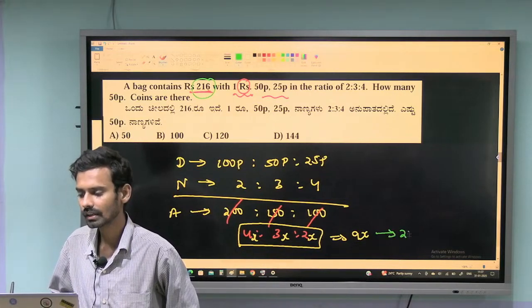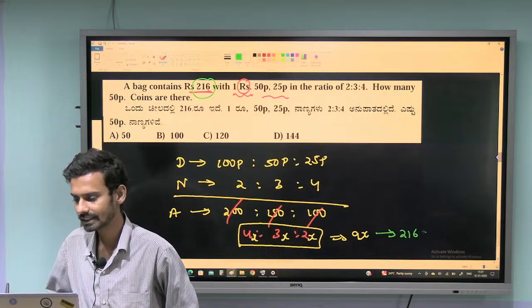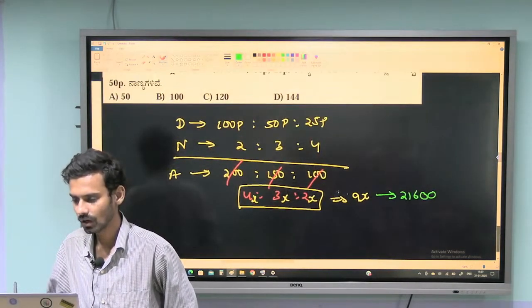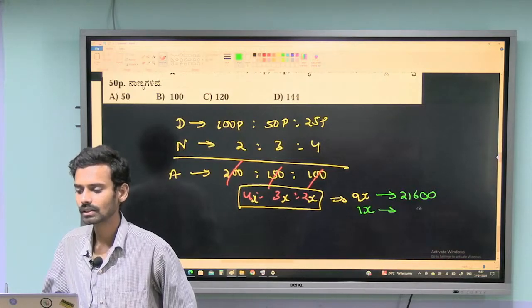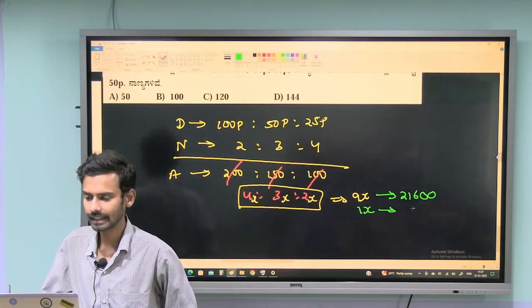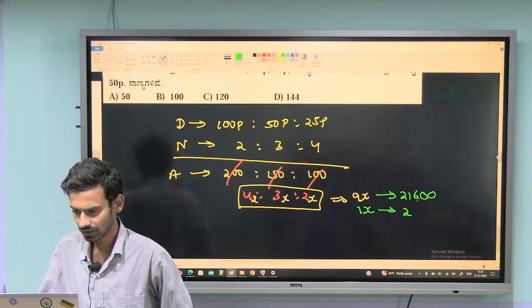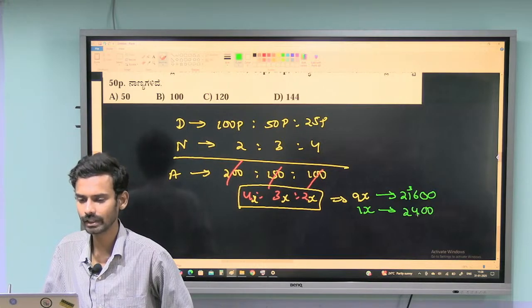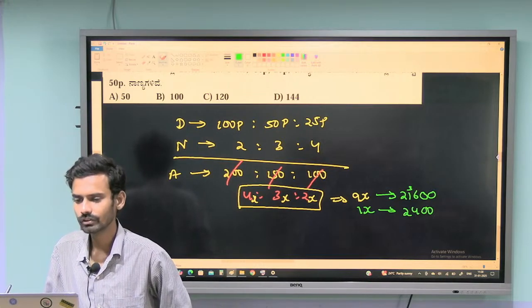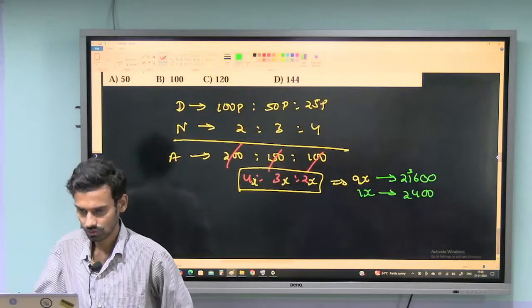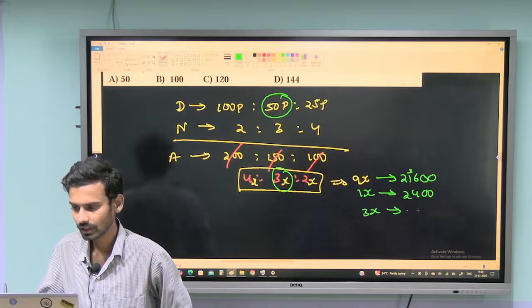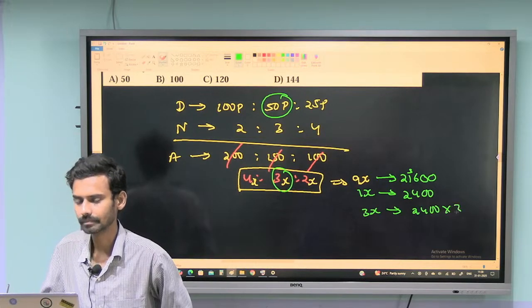So if I want to convert this into paisa, it will be 21600 paisa. So get the value of 1 unit or 1x. 1x value is 21600 divided by 9. If you divide it by 9, this will be 2400 is the value of 1 unit. The question is asking for 50 paisa coins, is it? So the amount under 50 paisa is 3x. So 3x value will be 2400 into 3.